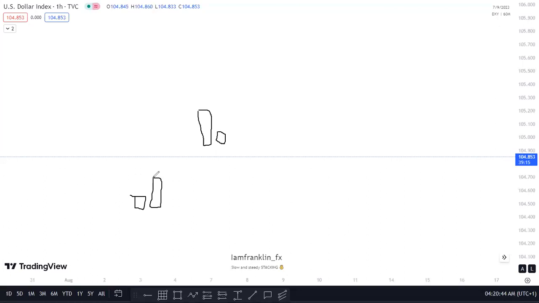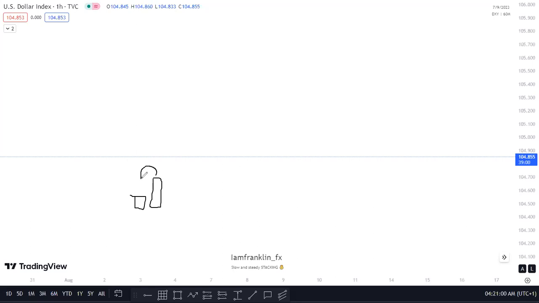Engulfing is something like this. But I think I made a mistake in this harami. It's almost similar, but I made a little mistake. So this is what the engulf will look like.